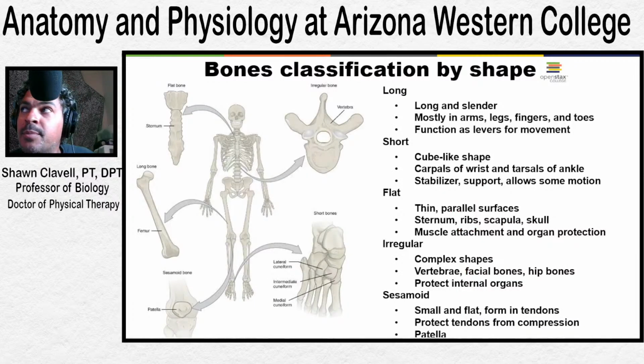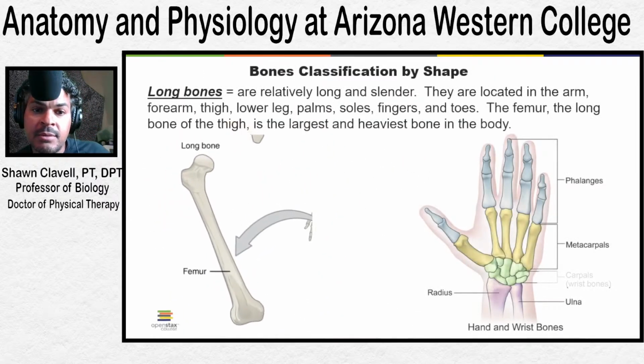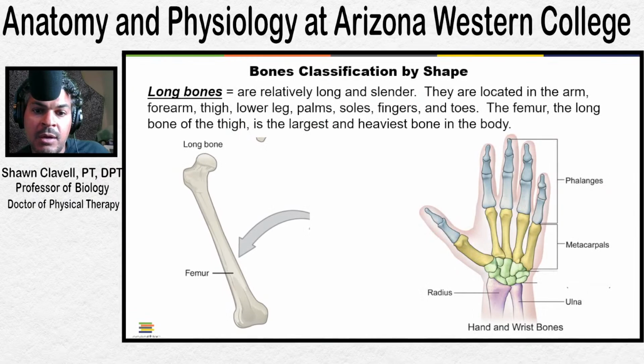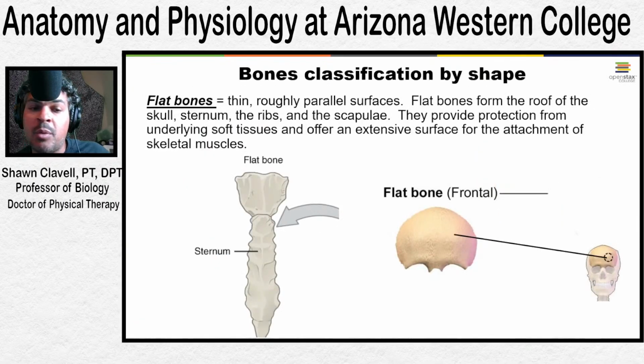We also classify bones based on their shape, right? And so in terms of the complementarity of form and function, the shape of these bones also allows for them to have different functions. So you've got long bones here. Long bones are often related to movement. Flat bones are related to protection.